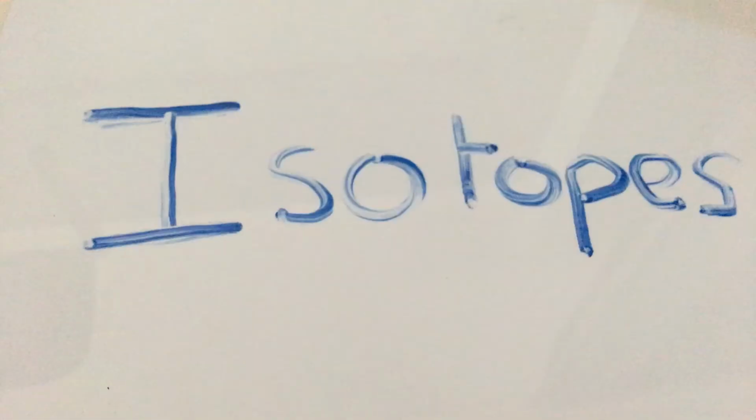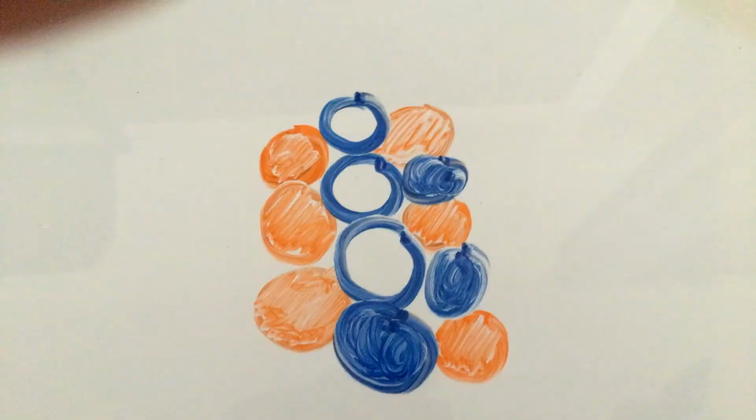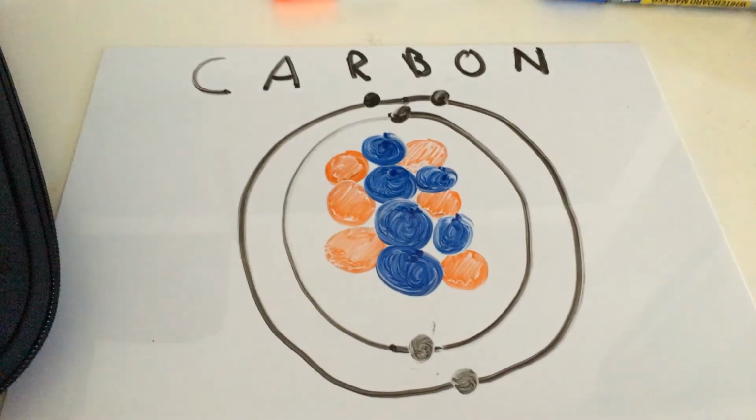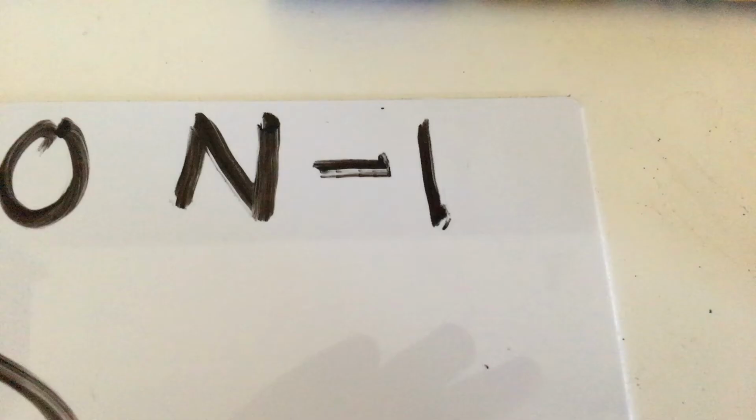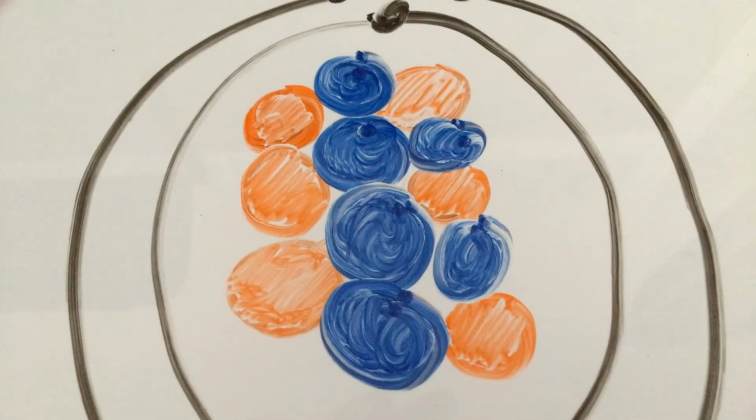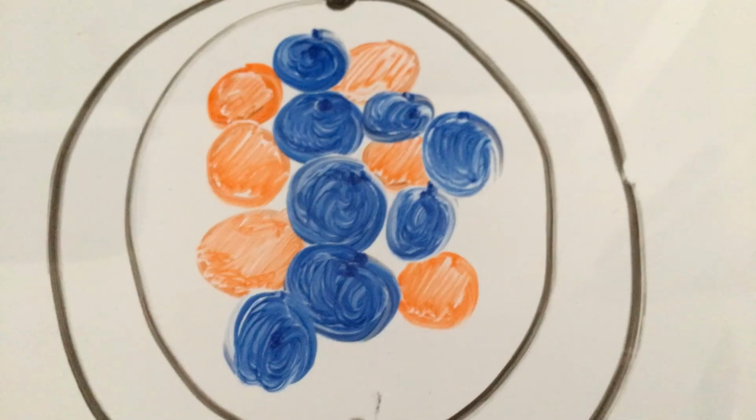Isotopes are elements that have different mass numbers to the original element. Take carbon, for example. Regular carbon is known as carbon-12 because there are 12 particles in the nucleus, but carbon-14, on the other hand, has 2 extra neutrons, which makes it unstable.